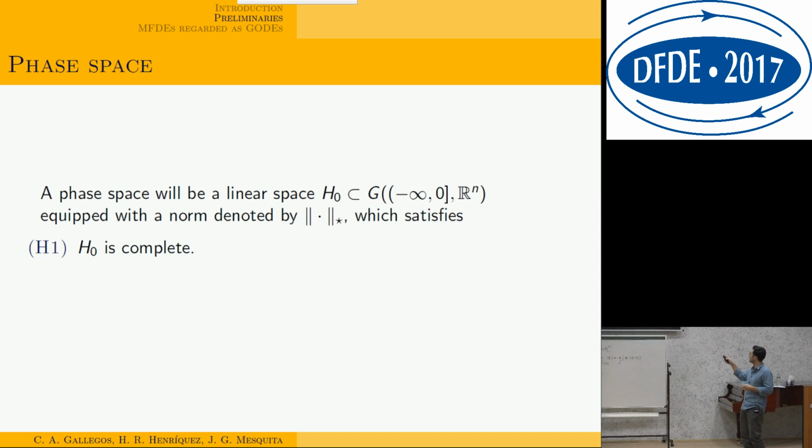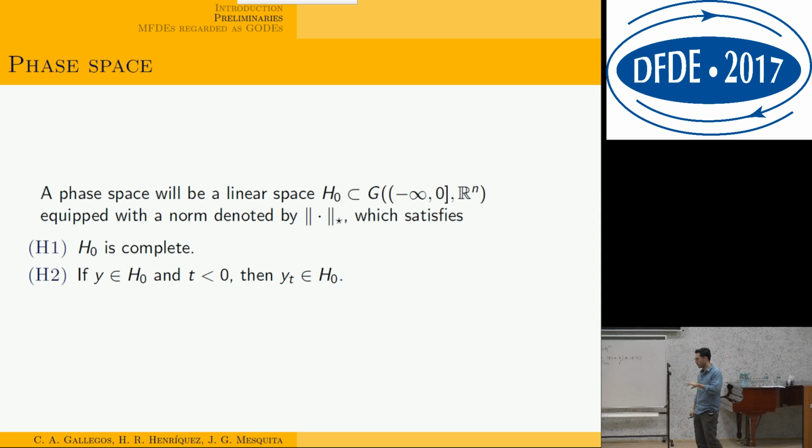The first condition is that the phase space is complete. The second condition is that if you have a function in the phase space and a value t smaller than 0, then the history of the function belongs to the phase space. Okay.